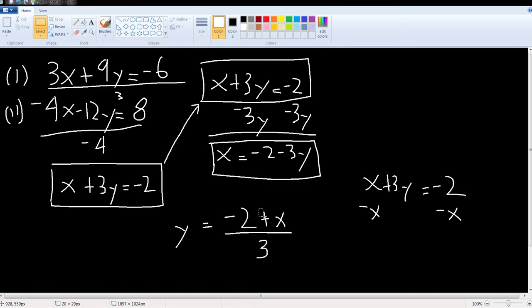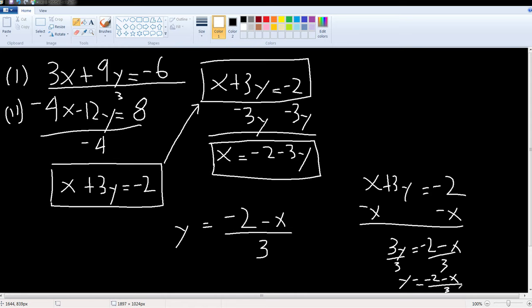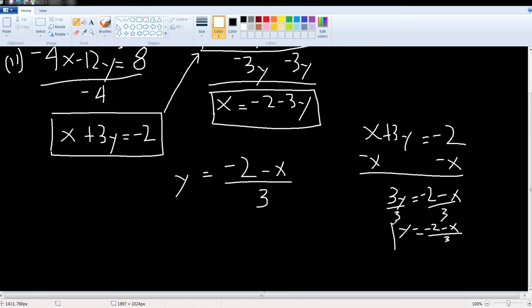Oh, sorry about that. I should be getting 3y is equal to -2 minus x, divided by 3. y is equal to -2 minus x over 3. So as you can see, we just have a line. What does that mean? That just means there are infinitely many solutions, because there are no parameters to be set to make this equal.